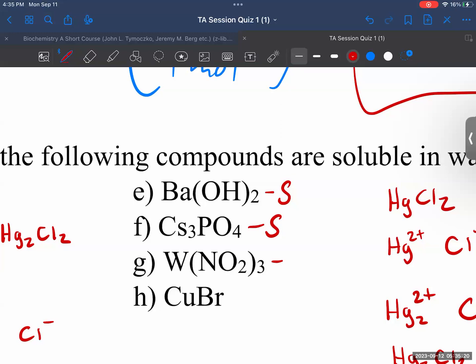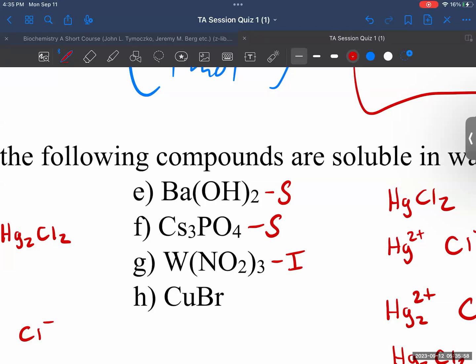Who thinks it's soluble? Show of hands. This thing can dissolve in water 100%. If you slap a cube of tungsten 3 nitrite in water, it will dissolve. All right, raise your hand if you think it's insoluble. There is no way that if I put tungsten 3 nitrite in water, it'll dissolve. And I'm with the second group on this. I personally would say that it is insoluble.